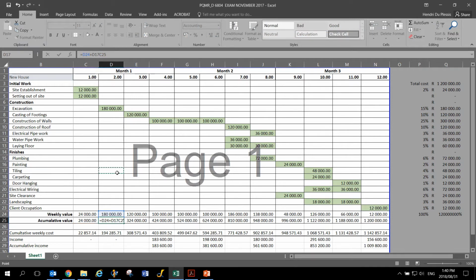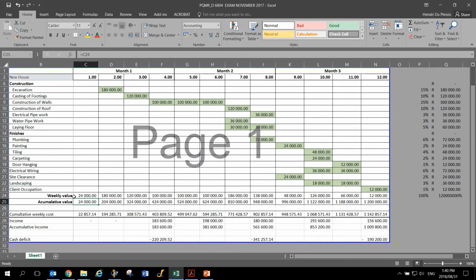And then you go on, and you just pull your formula through, and you will see that it's basically that. So you've got your cumulative value. So after month 1 you've done 24,000 rands worth of work. After week 1, after week 2 204, and then you can actually put in your first claim, second claim, third claim, etc. Okay, so I think that everyone understands.